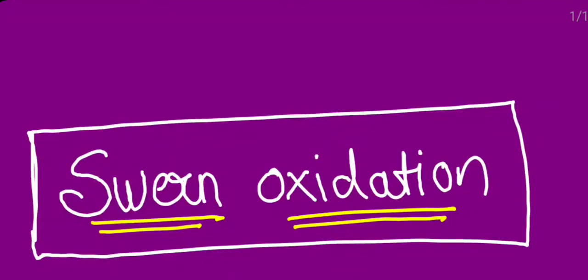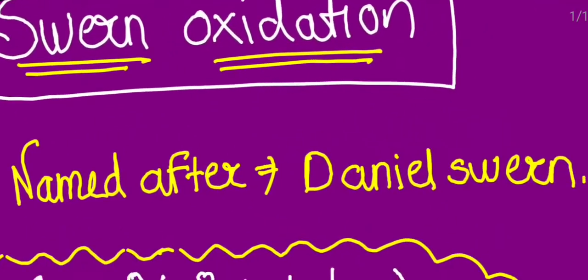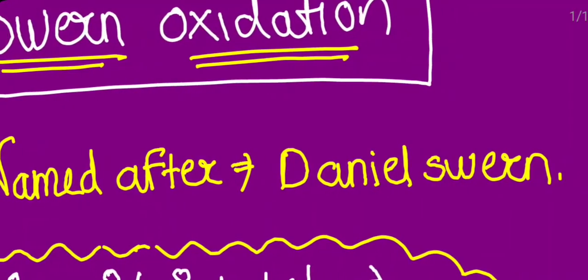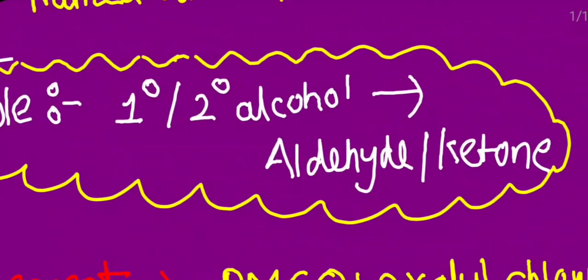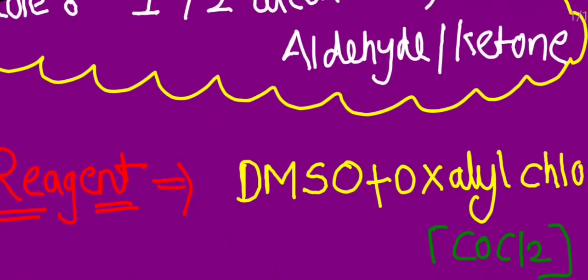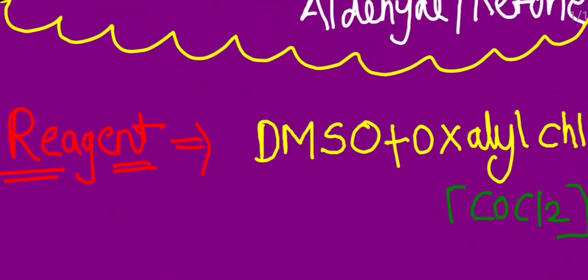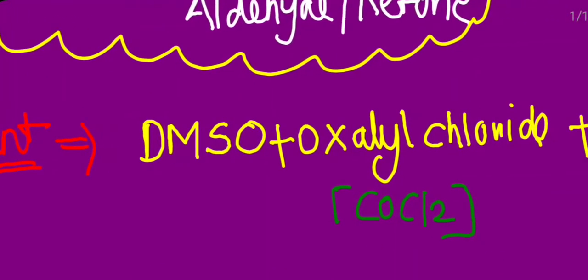Hello to all. In this video, we are going to discuss one of the DMSO-based oxidation reactions, that is the Swern oxidation. The Swern oxidation is named after its discoverer, Daniel Swern. The basic role of this name reaction is to convert a primary or secondary alcohol to the respective aldehyde or ketone. The reagent which is used in this reaction is DMSO, that is dimethyl sulfoxide.